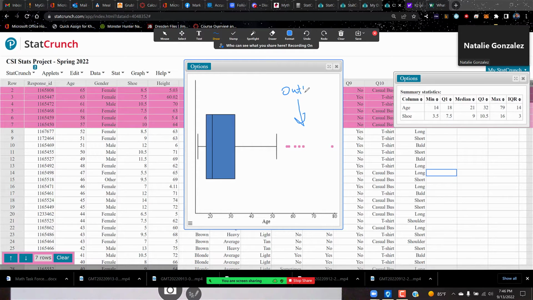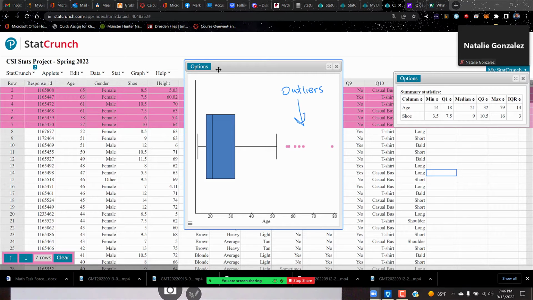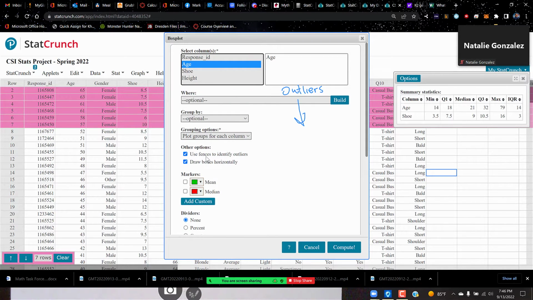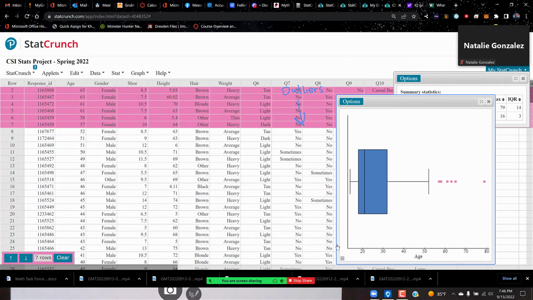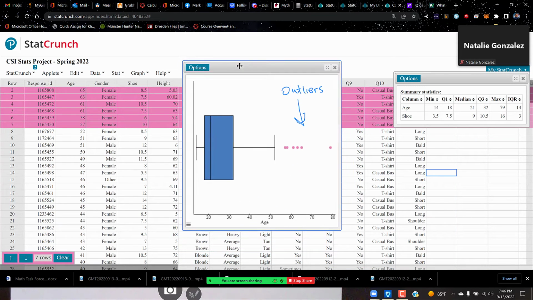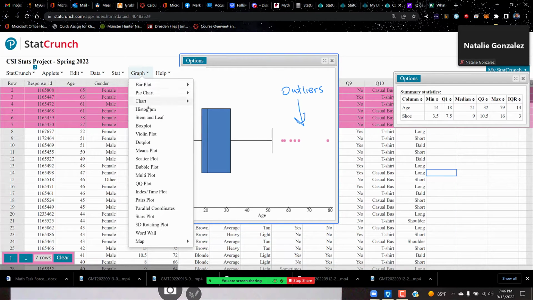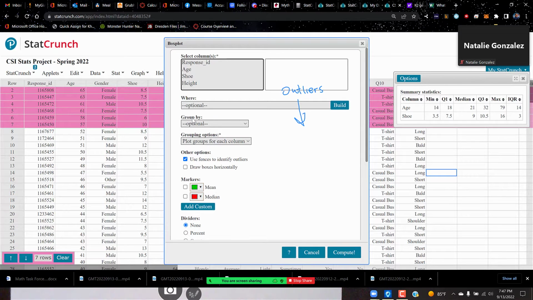Did you select something differently so that it could show you the outliers on the graph? Say that again? Did you select something on your options so that you can see the outliers on the graph? Yeah, I'll bring it back up. No, the fences show up automatically. Like when I started it, this is what it looked like. Let me do it from scratch and show you what it looks like without that.